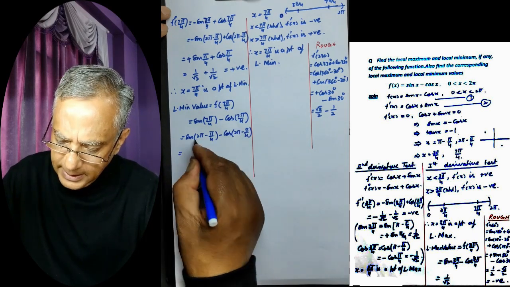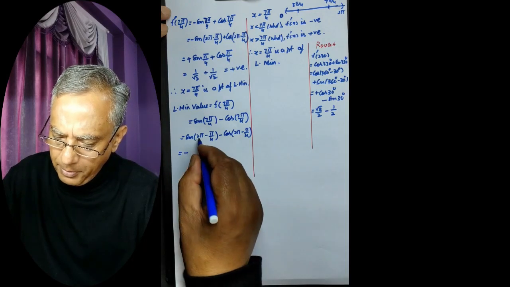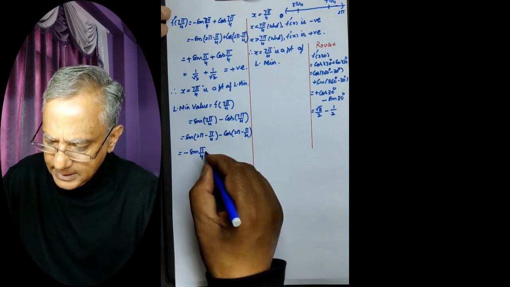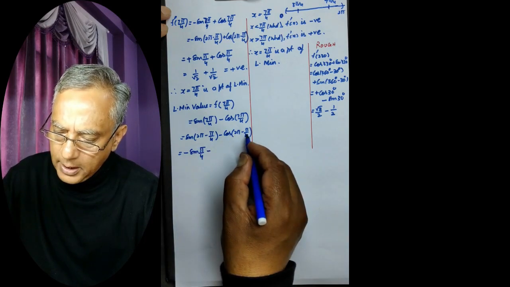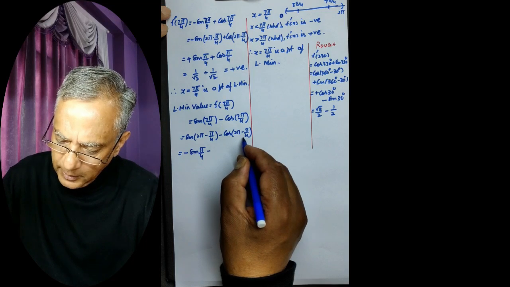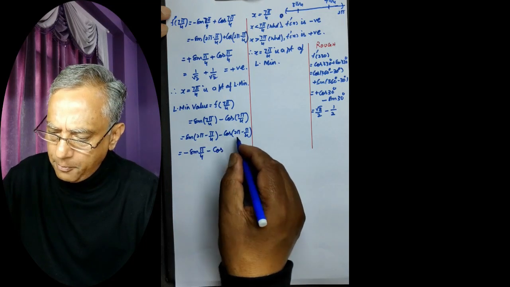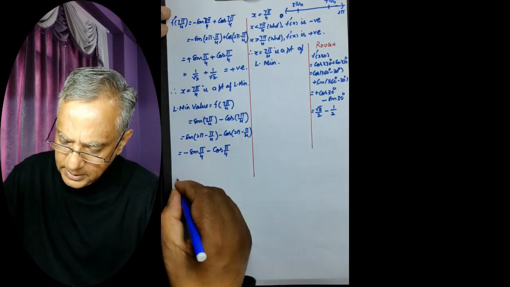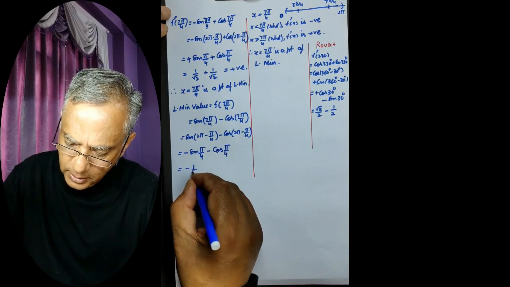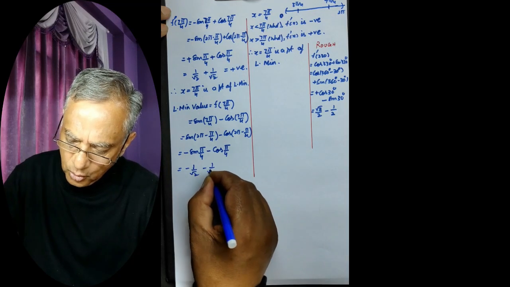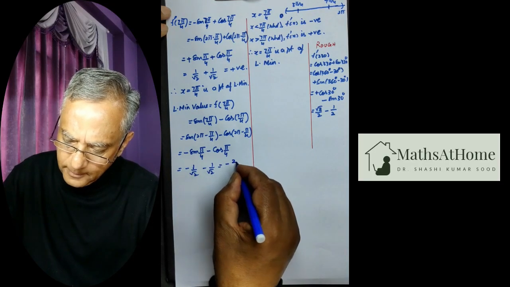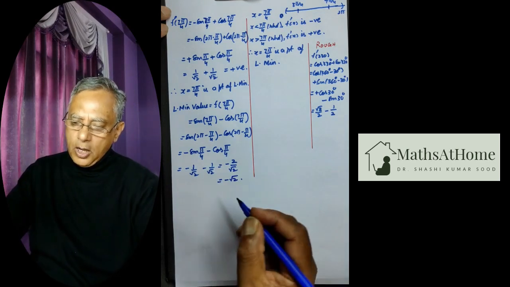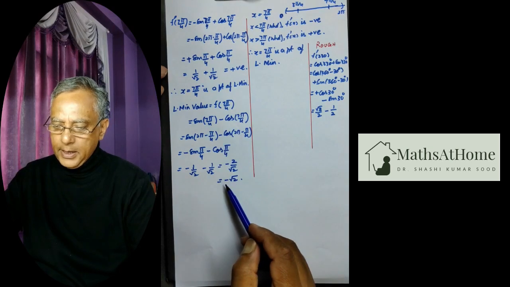In the fourth quadrant, sine is negative, and with an even multiple of pi by 2, we will have minus sine of pi by 4. Minus, in the fourth quadrant cos is positive, so we will have minus cos, and with an even multiple of pi by 2, cos will remain cos. This is equal to minus 1 by root 2 minus 1 by root 2, which is minus 2 by root 2, and this is equal to minus root 2. So the local minimum value at this point is minus root 2.